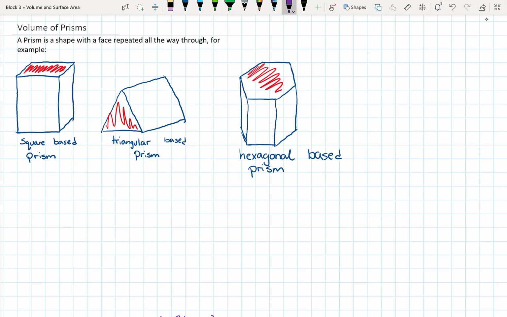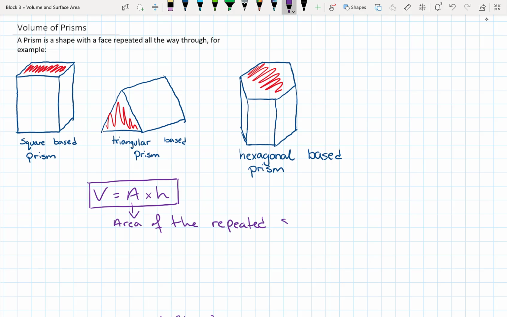So in order to find the volume of the prism, we are going to find the area of that repeated shape and multiply it by the height. Okay, and that is the formula in the way that we get it on the formula sheet. So A here is the area of this repeated shape. So for the square-based prism, it would be the area of the square.